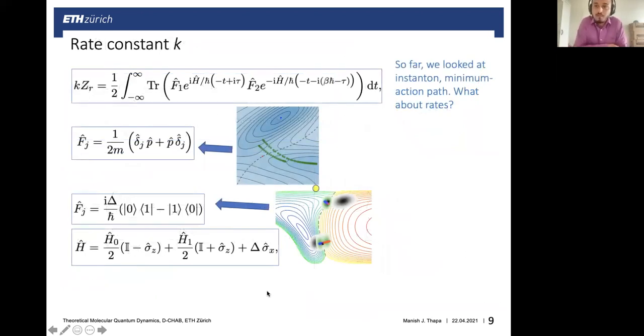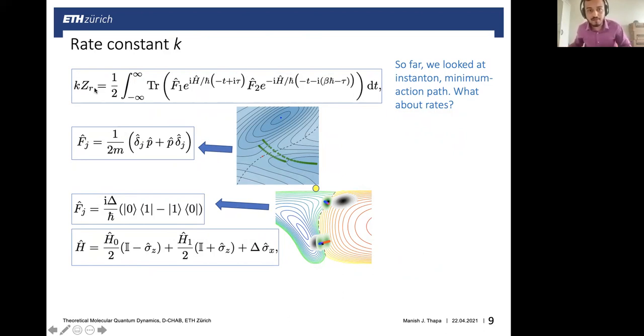Okay, so far we have looked at instanton, which is the first order saddle point of your ring polymer Hamiltonian. And we have looked at a minimum action path, which basically dominates the reactant partition function. So how do you define rates? How can you compute rates given instanton and given the minimal action path in the reactant well? So this is the formula. It looks a little bit complicated, but this is the exact formula to obtain rates of chemical reaction.